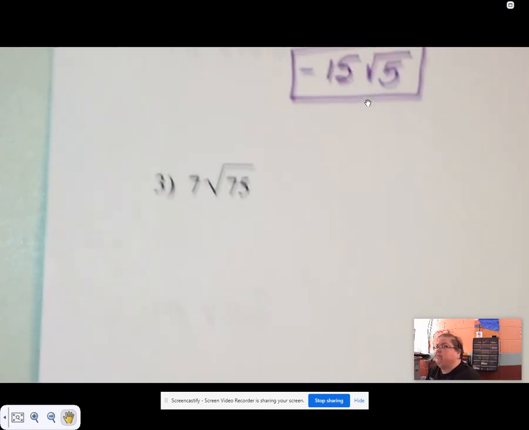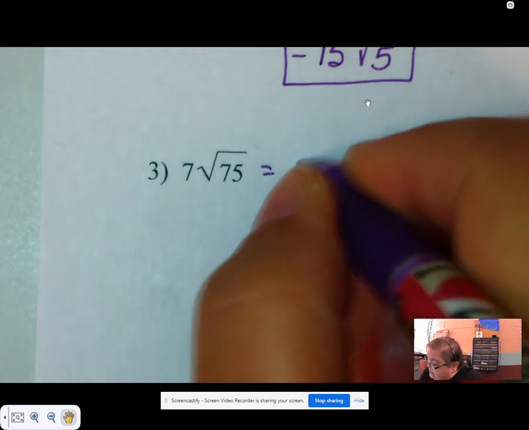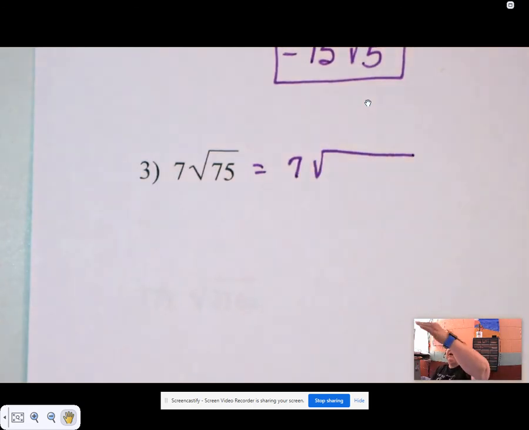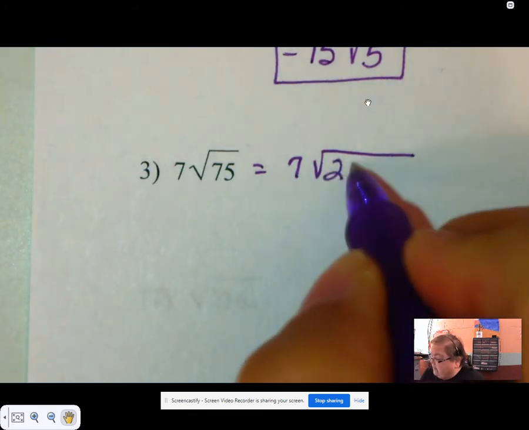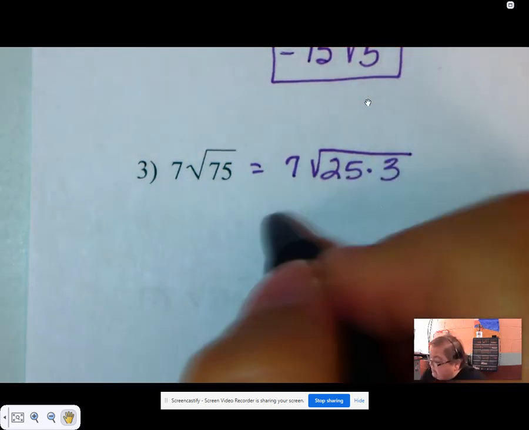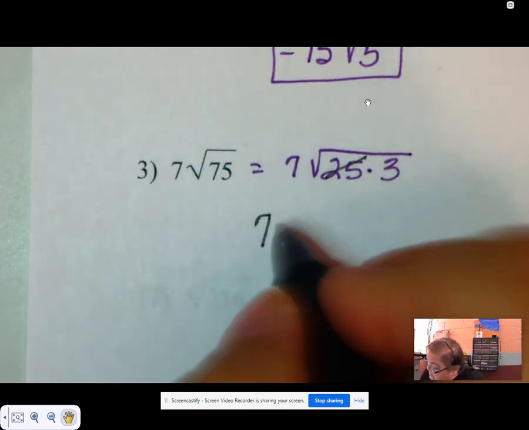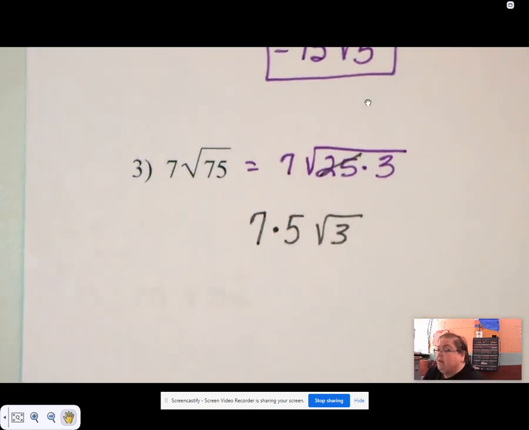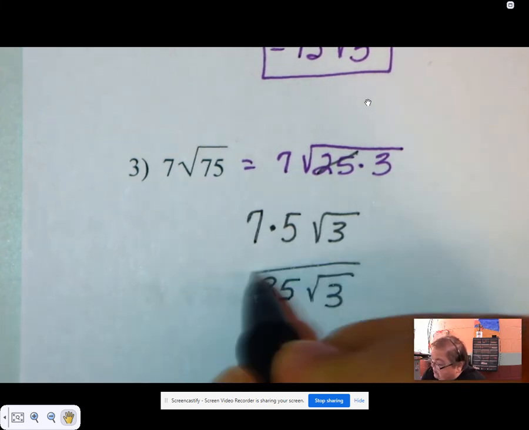Let's go down to number 3. So I've got 7 root 75. So I keep the 7 that's on the outside and then simplify what's inside. What would I need to multiply by here to break down that 75? 25 times 3. And now I have the 7 to begin with, and then the root of 25 is times 5 root 3. 7 times 5 is 35 root 3. Very good.